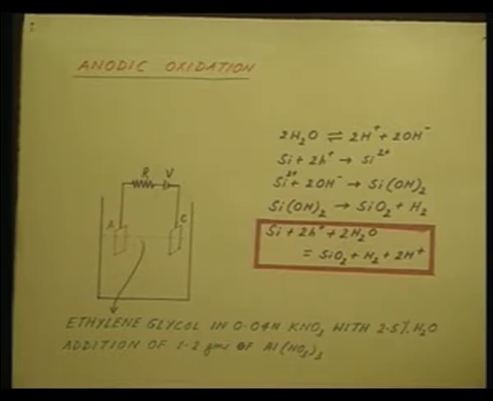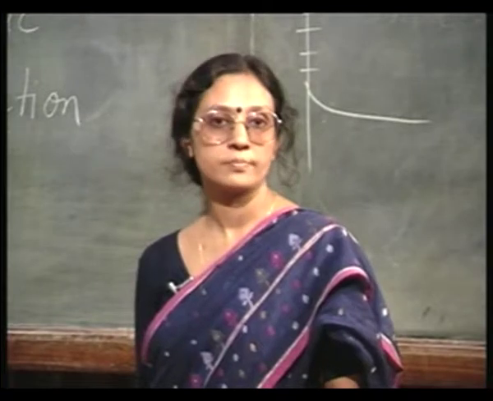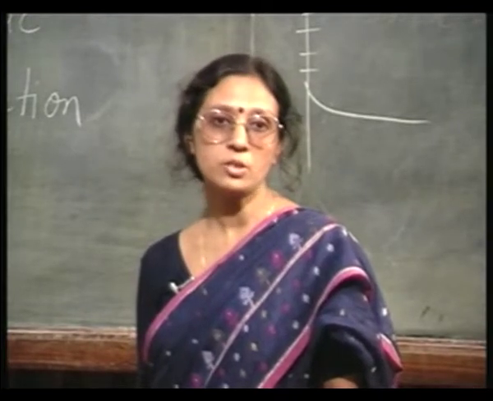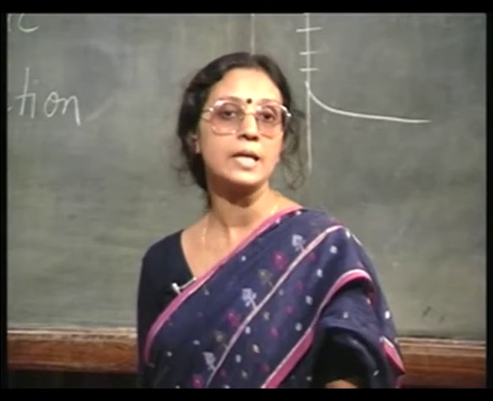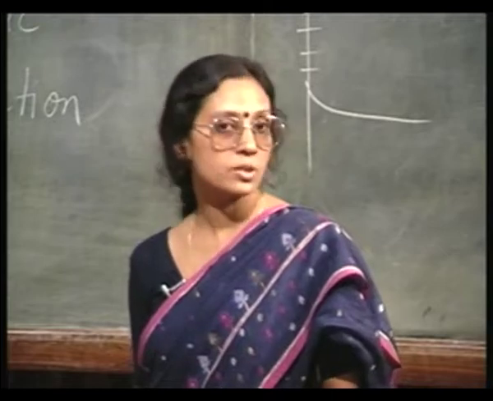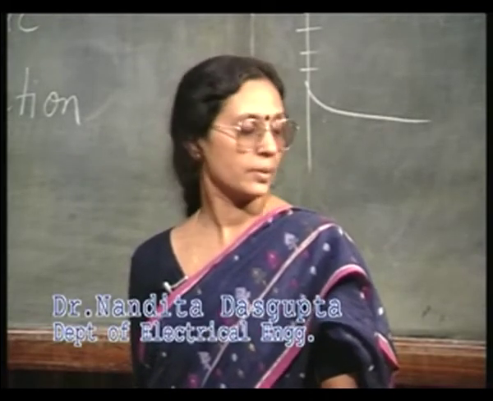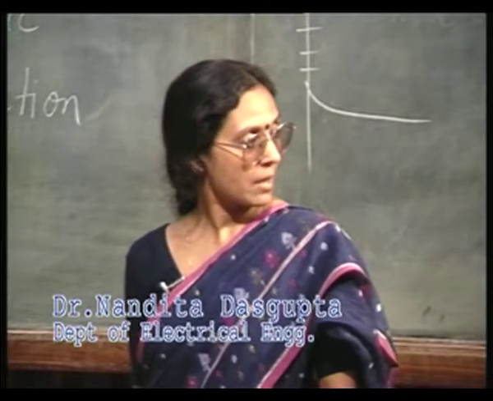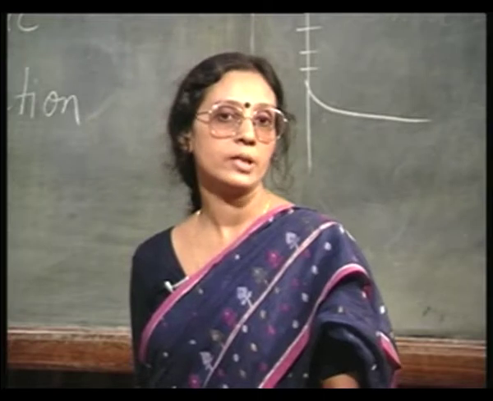Now, the greatest advantage of anodic oxidation process is that it is a room temperature process, unlike thermal oxidation where one has to raise the temperature to considerably high temperature, 1000 to 1200 degree centigrade. Anodic oxidation can take place at room temperature itself. But the quality of this anodic oxide will not be very good.